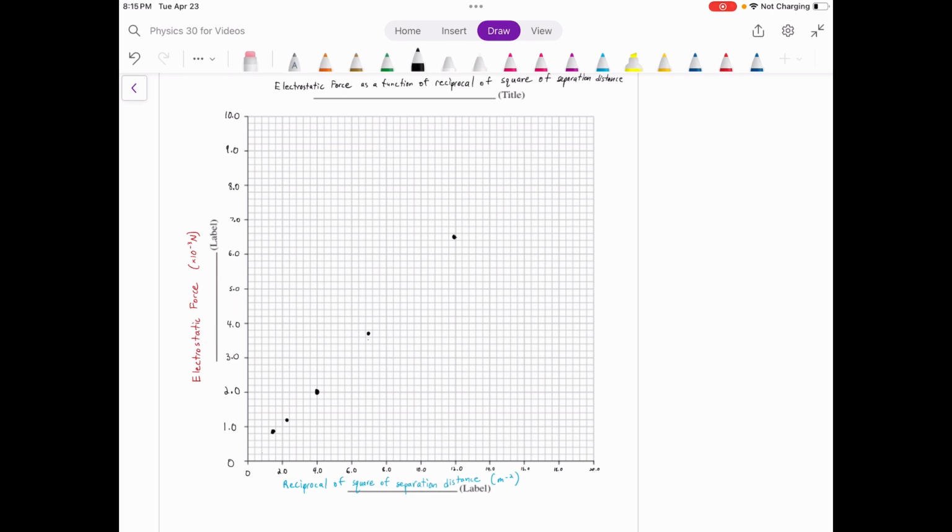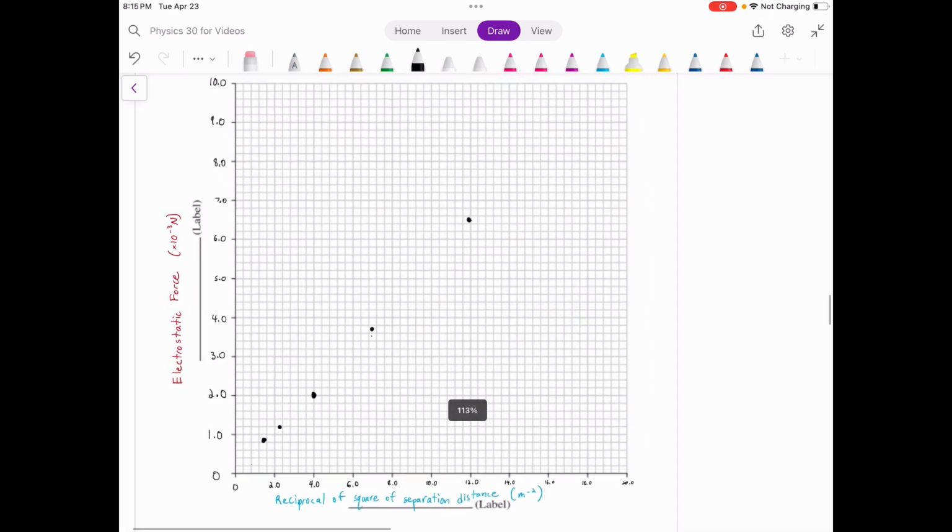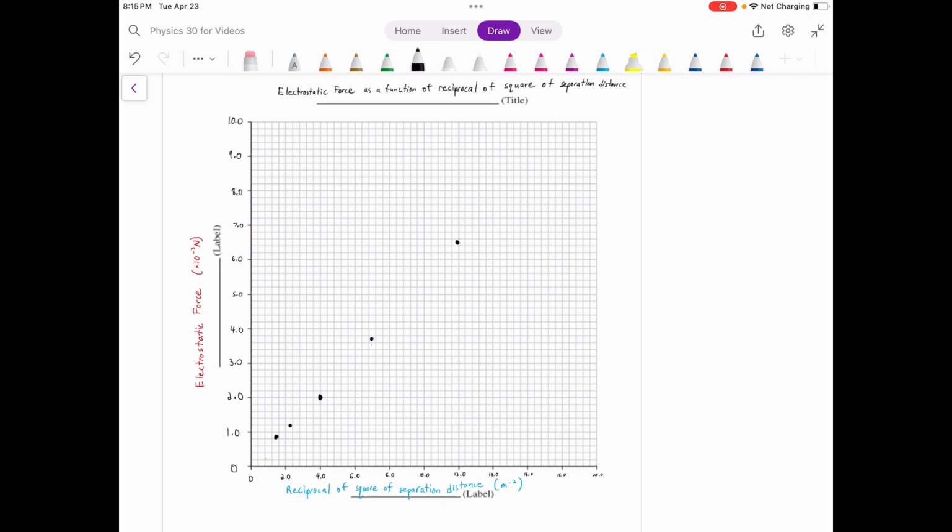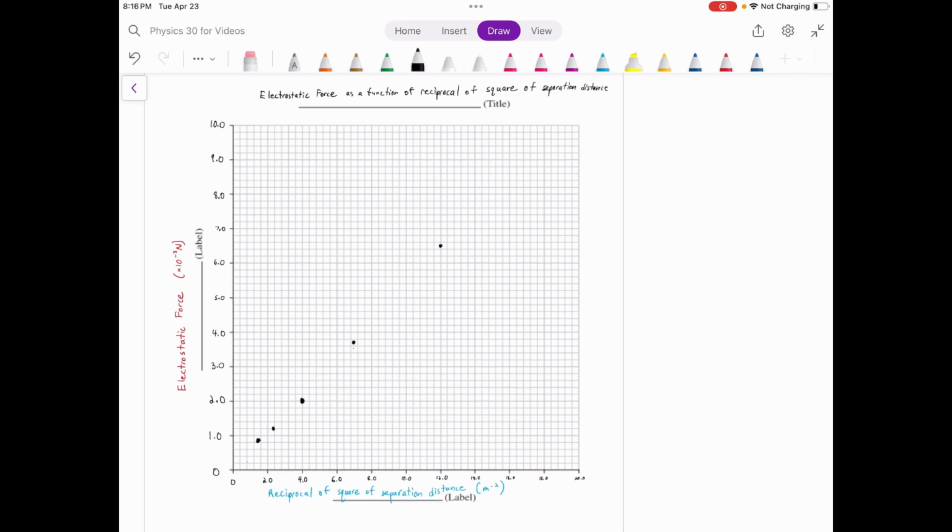So we've plotted our graph, right? Now we can't do much with this while it's individual data points. We need a line of best fit. Because remember, that line, again, represents the trend in all of our data, right?